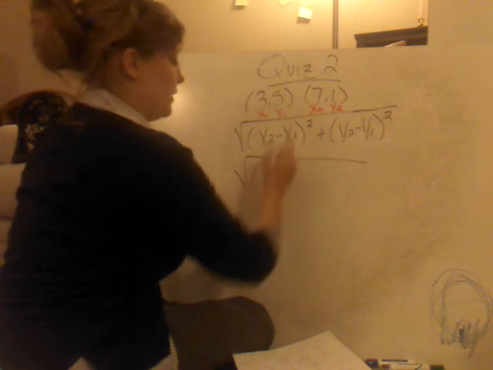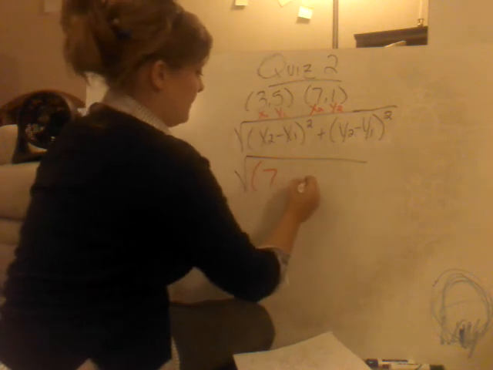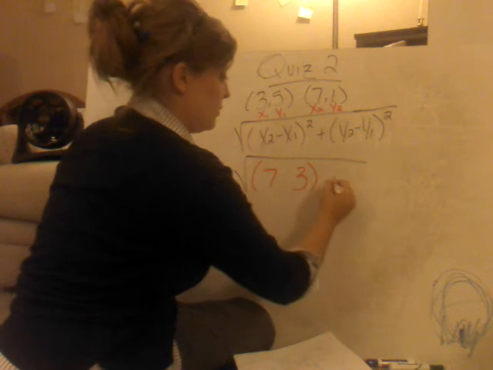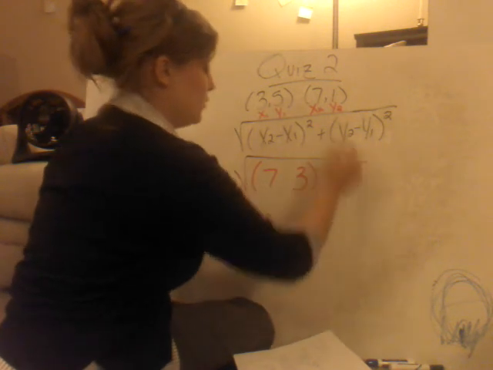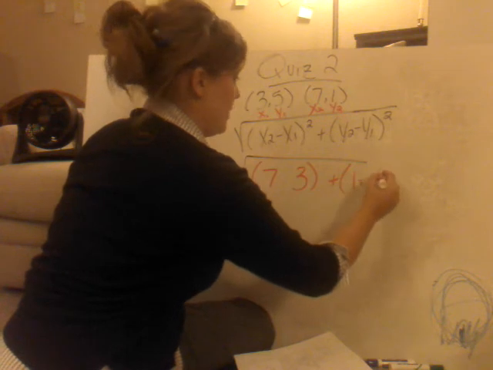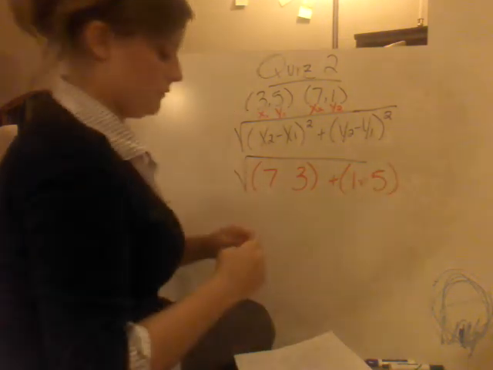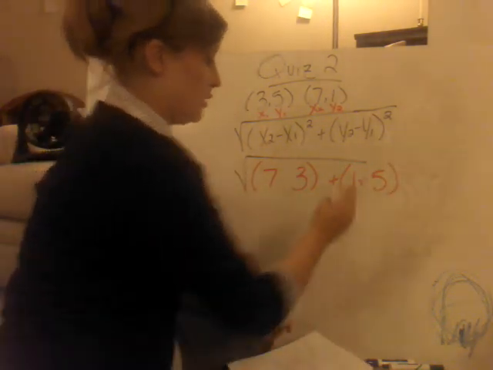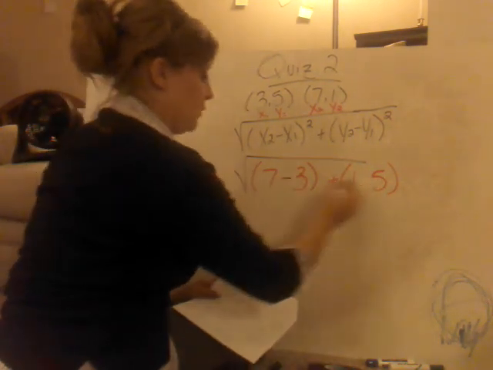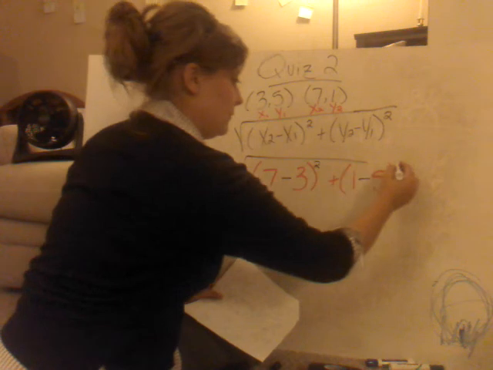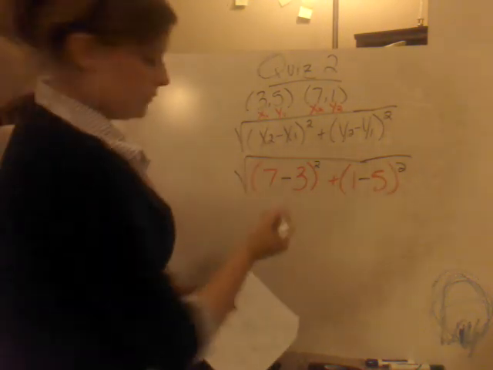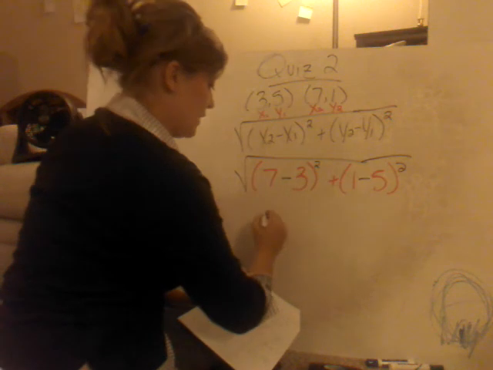Okay, so my x2 is 7, my x1 is 3, plus my y2 is 1, wait, I don't do that, and my y1 is 5. I did that on purpose because I want to seriously point out that x and y situation. So that's what we're doing. Now I'll keep the black marker for now. Okay, so 7 minus 3 is 4.